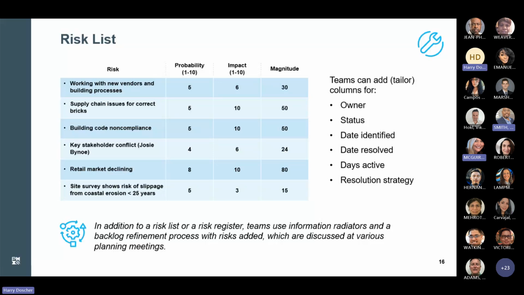Backlog. It says backlog refinement process with risks added. The risks need to be addressed in the story. If we've identified that a risk needs to be mitigated, whether right up front or later in the effort, it needs to go into the backlog and needs to be evaluated by the product owner. And when it is pulled into the sprint backlog, it needs to be discussed by the entire team.